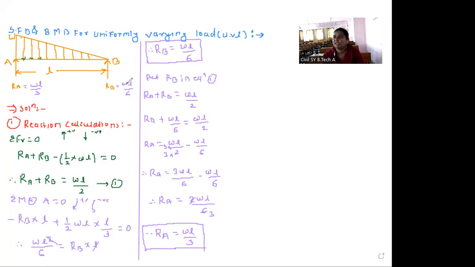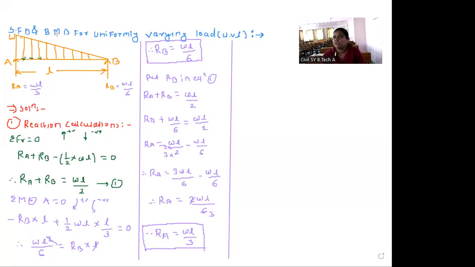Up to this point, does anyone have any doubt? Anybody having any doubt? Okay. If no doubt, we will move towards the next step, that is shear force calculations.